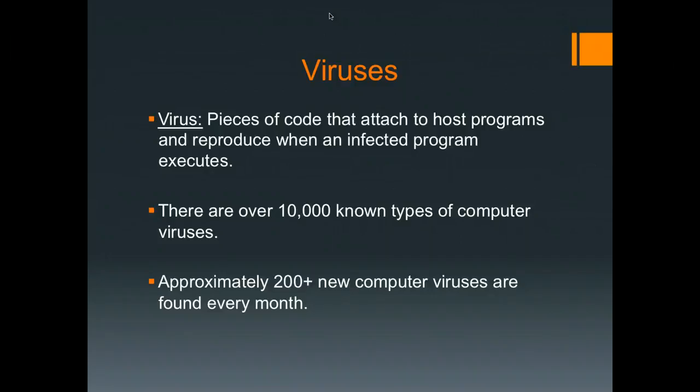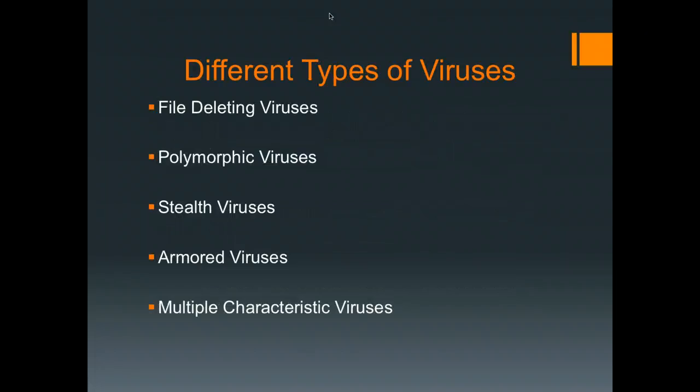There are over 10,000 known types of computer viruses, which is pretty crazy. And it's even crazier that about 200 new computer viruses are found every month. That's a lot of viruses. A few different types of viruses. There's file deleting viruses, which are designed to delete critical files, which could be part of operating systems or data files.